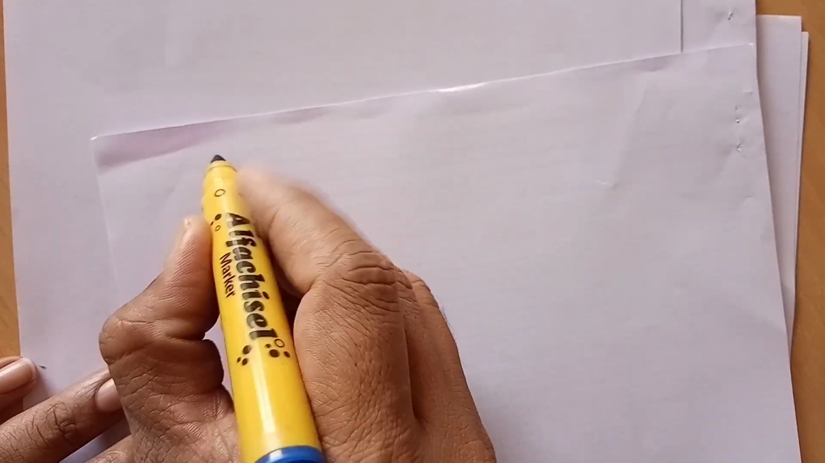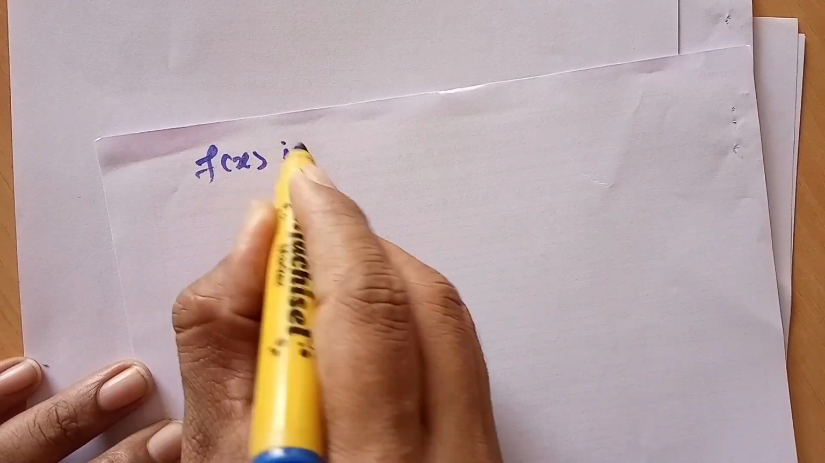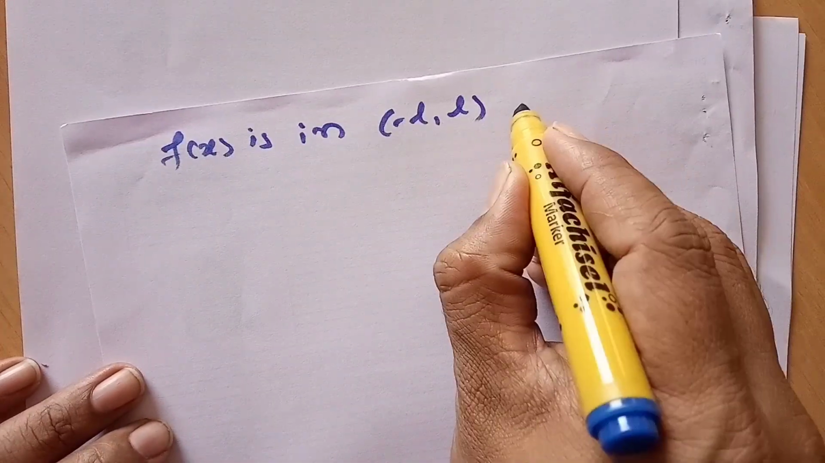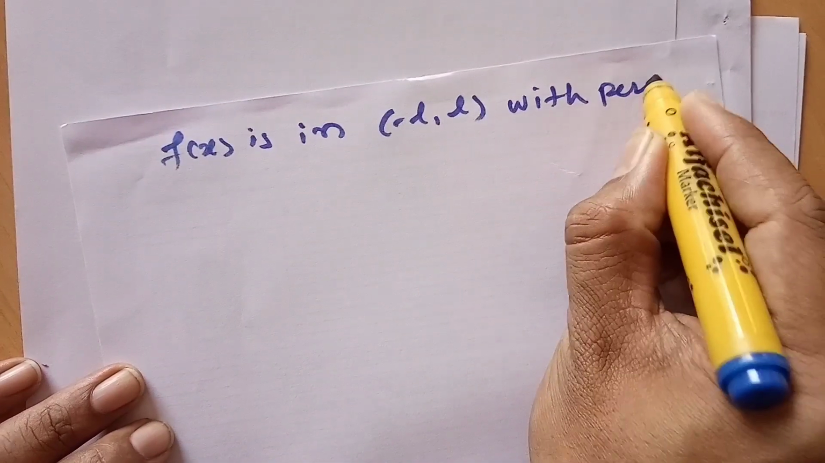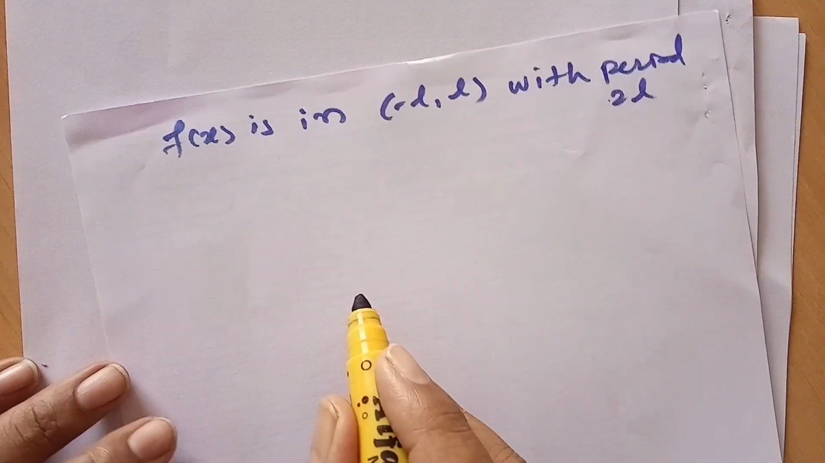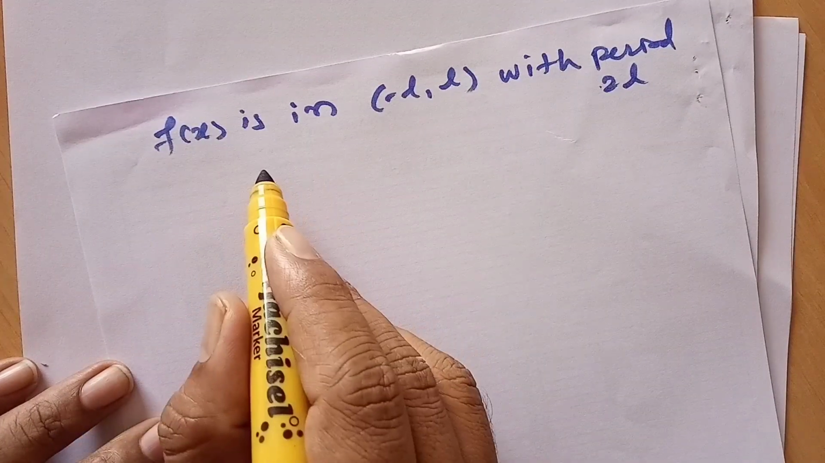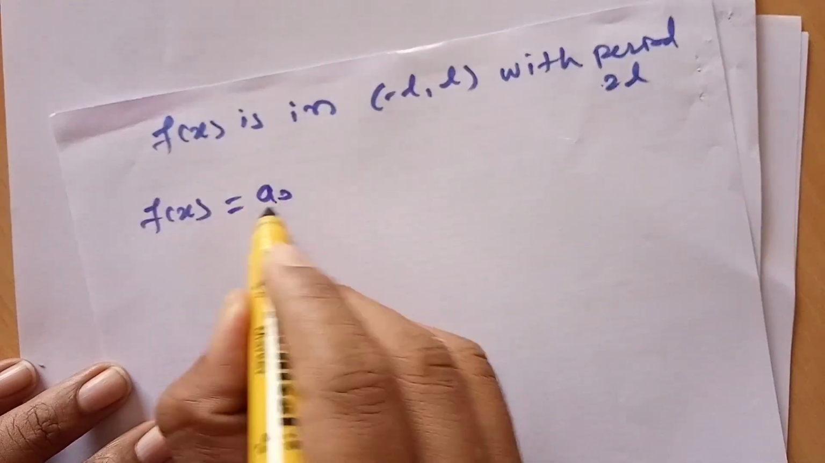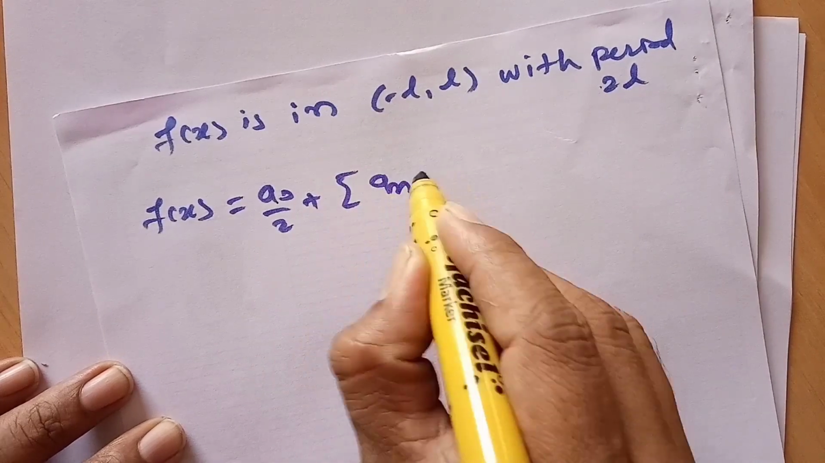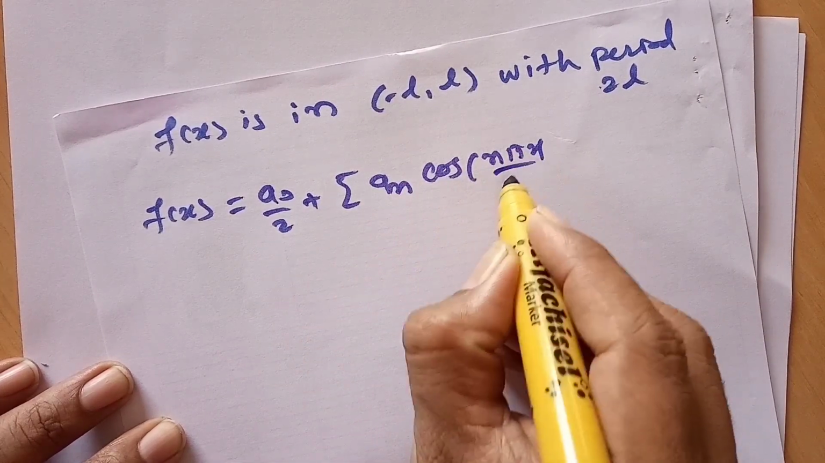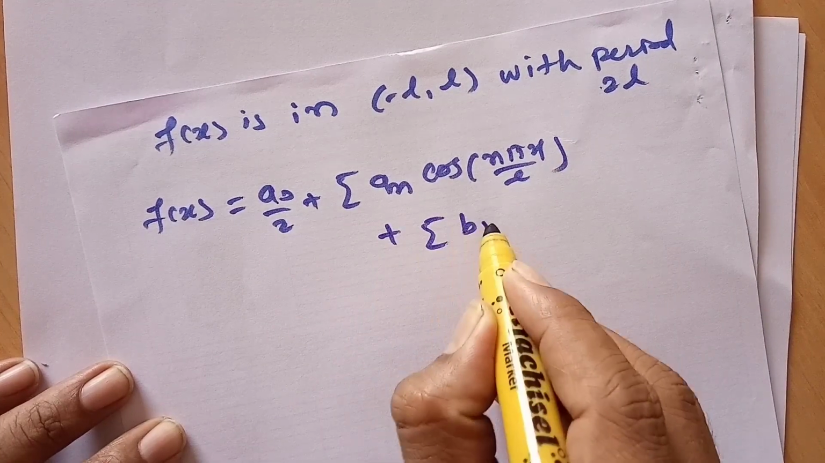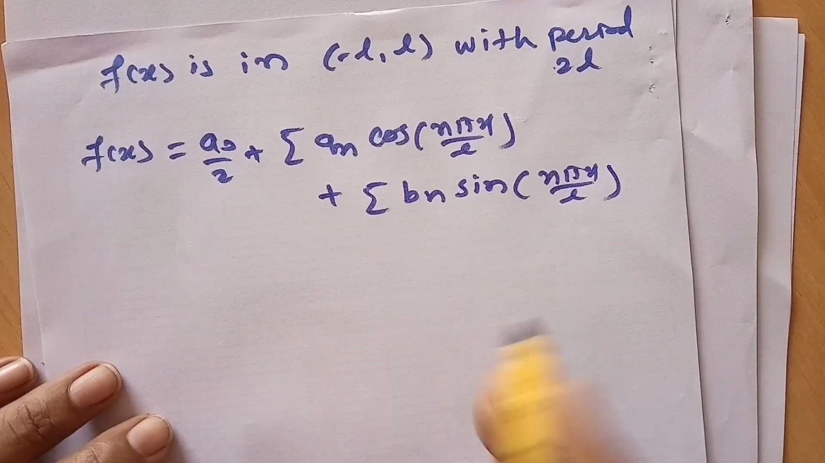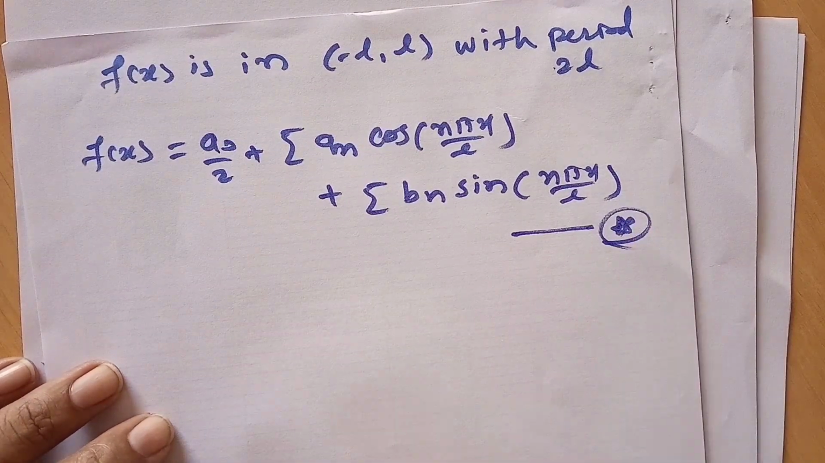Now in this modification, I will write here suppose my function f of x is periodic in interval minus l to l, again with period 2l. Then its Fourier series expansion, we know, f of x is a0 divided by 2 plus summation an into cos of n pi x divided by l plus summation bn into sine of n pi x divided by l. This is our Fourier series expansion. I will say now this is our equation number star.